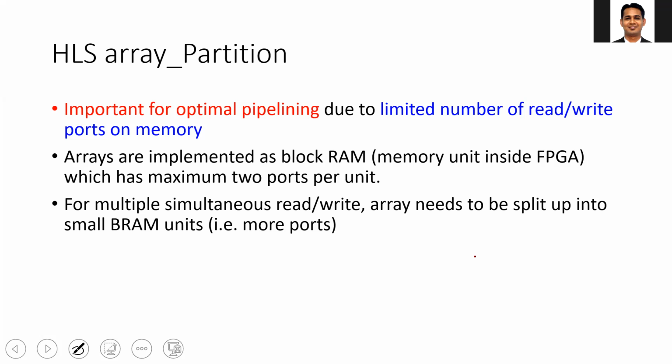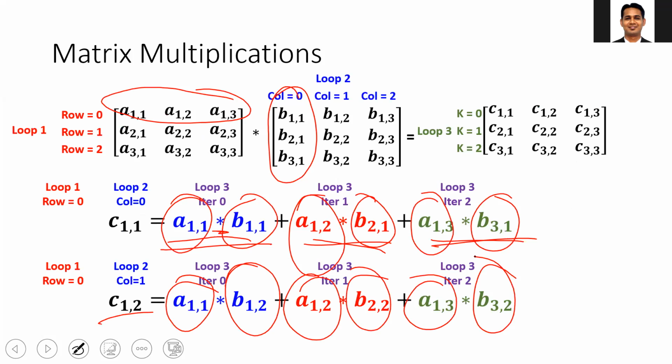And whenever you have arrays in the memory, when you pass the arrays to the hardware accelerator, these are implemented as block RAM. And if you study the architecture of the FPGA, the block RAM has a maximum of 2 ports. That means you can do only 2 simultaneous reads or 2 simultaneous write operations. So if you want to do multiple operations, for example, in the previous case, you need to do 3 simultaneous reads for A and 3 simultaneous reads for B.